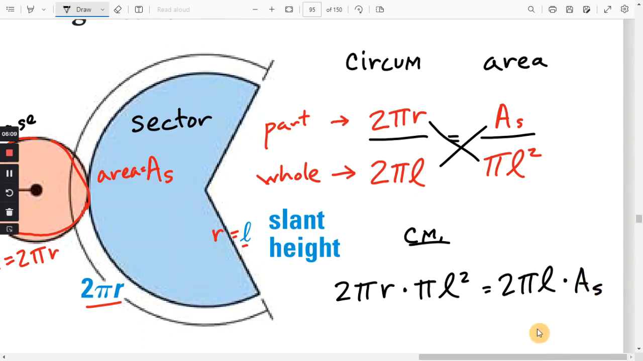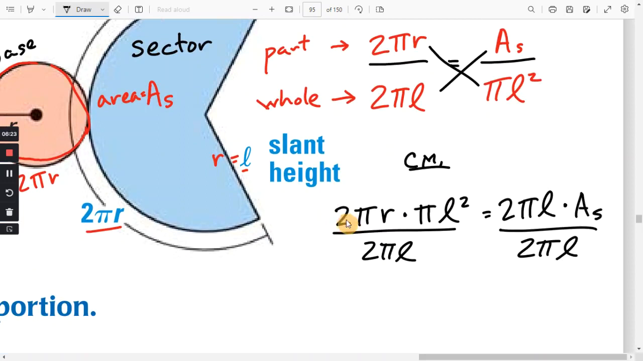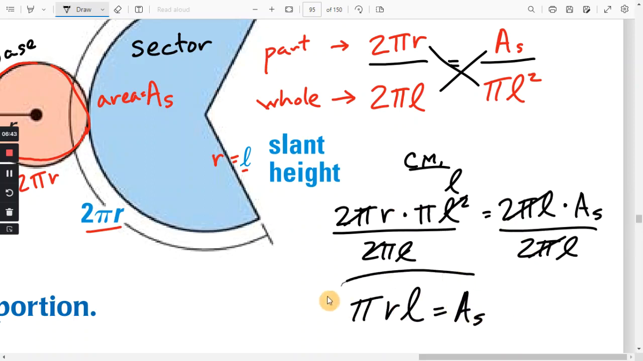That's the area of the sector. Now, if we want to solve for that, the opposite of times 2 pi L is divided by 2 pi L. We're going to do that to both sides. And now you can cancel easily. 2 pi over 2 pi cancels. L squared divided by L is just L. 2 pi L over 2 pi L cancels. We have R times L, which is pi RL. And that equals the area of the sector. So the area of the sector is pi RL.